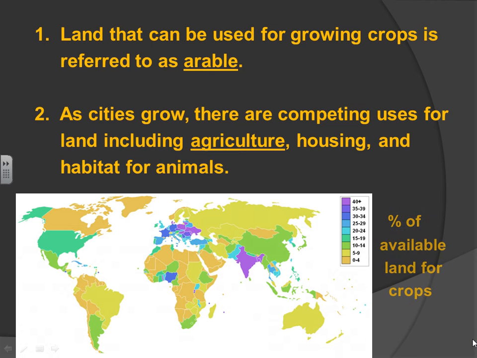If you look at this map, this shows the percentage of land in each country available to use for crops. And notice, the United States is not even in the top part of it. And part of that is because the land that we have available, part of it is being used as mountains, part of it is desert, and all of that keeps us from being able to use it for agriculture.